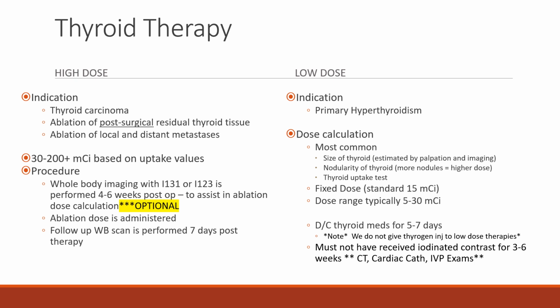Most of these patients do end up becoming hypothyroid later. For these patients, we have to discontinue the thyroid medications for about a week. We do not give Thyrogen injections for this. We do for the high dose therapies, but we don't for low dose. And they must not have received any iodinated contrast. That iodine in that contrast will saturate their thyroid gland, and then the therapy dose won't go there. So we want to make sure they're on a low iodine diet, no iodine, no contrast.